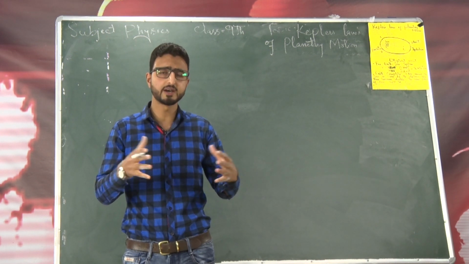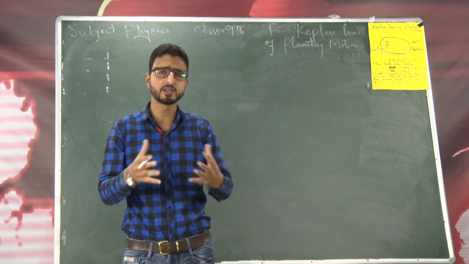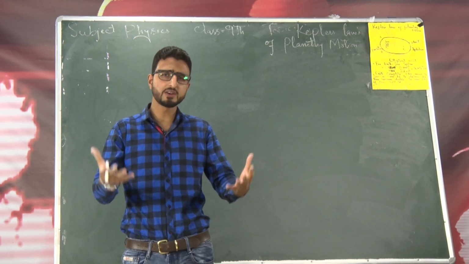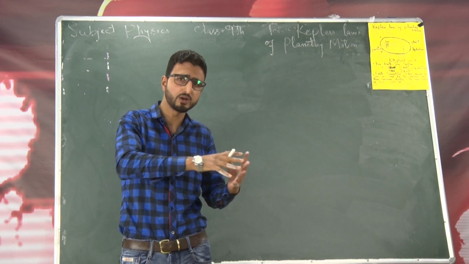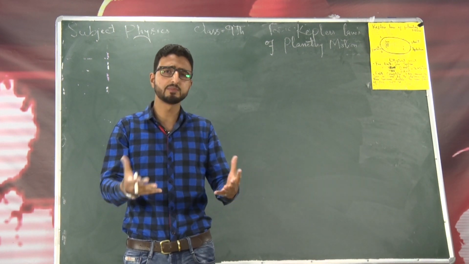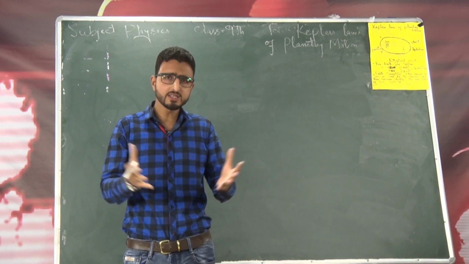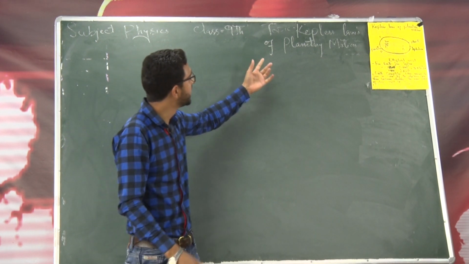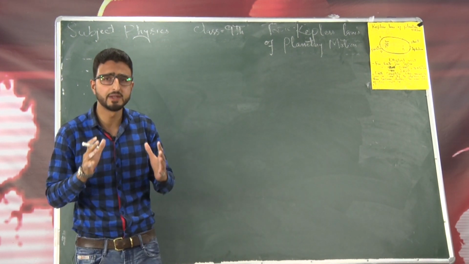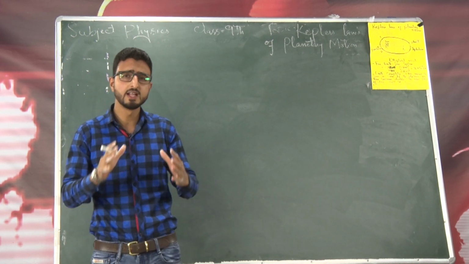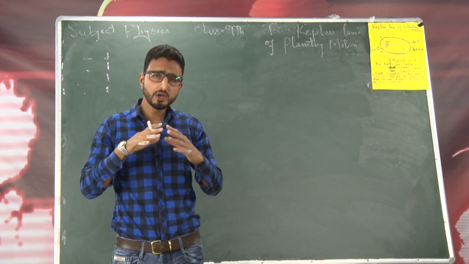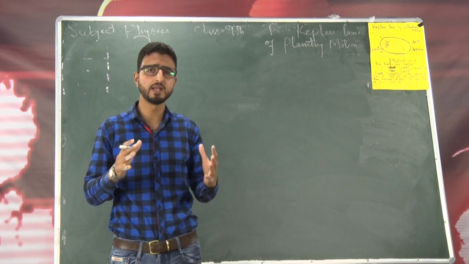Are the paths followed by these planets circular or elliptical, and what is the relationship between the time taken by a planet to complete one revolution around the sun and the average distance of the planet from the sun? All these questions are answered by Kepler's laws of planetary motion. But before discussing the three laws of Kepler, let me go into the historical background of planetary motion.